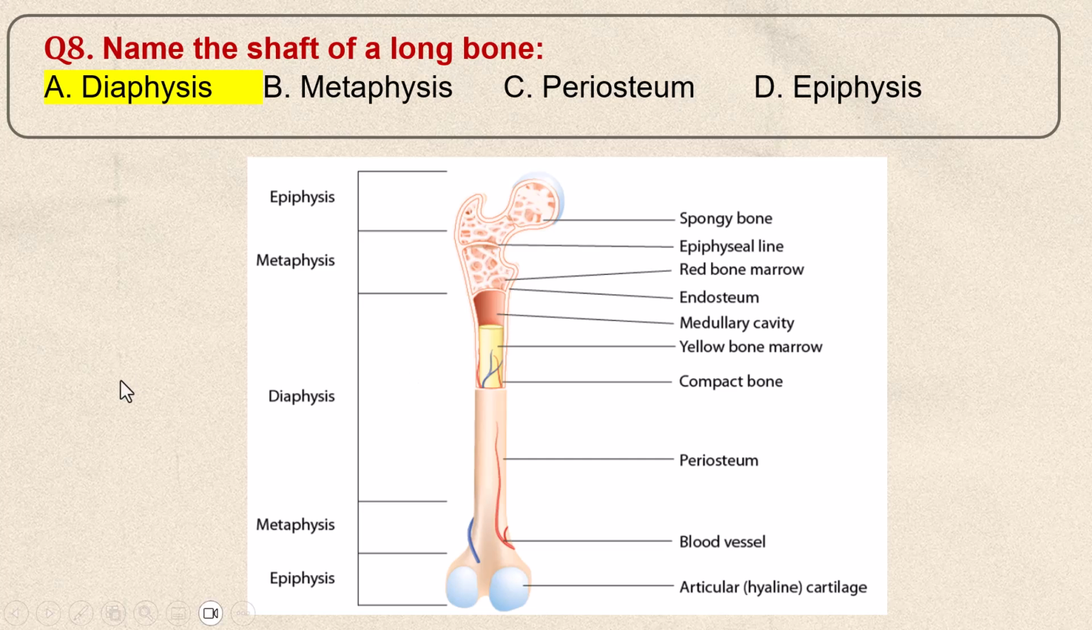Diaphysis. You can see the parts of the bone here. The diaphysis is the middle part, that is called shaft. It is the main and central part of the bone, also known as the shaft.